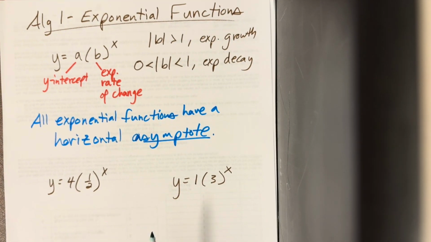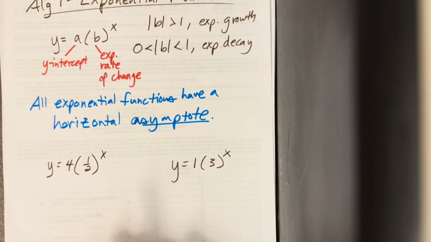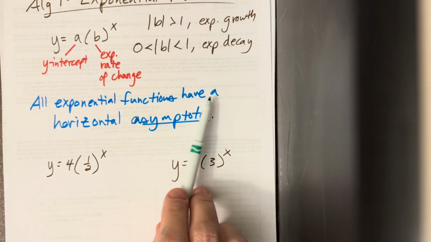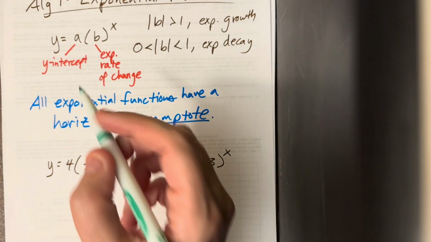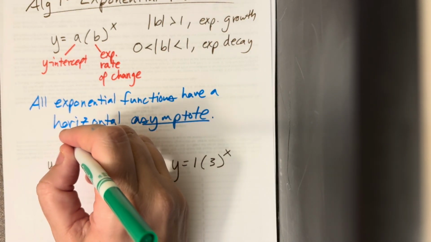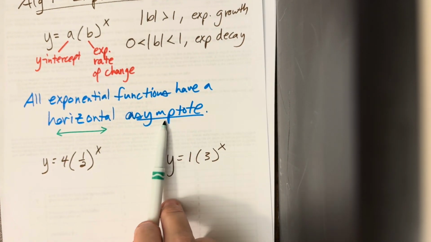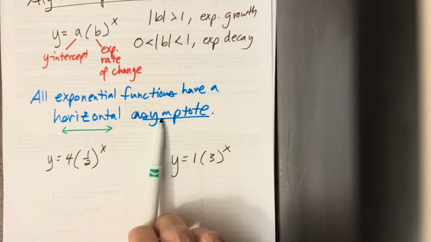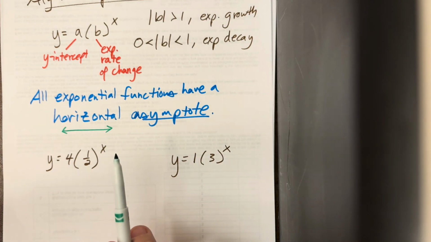Here's something that's kind of new that you haven't heard about yet in Algebra 1. All exponential functions have a horizontal asymptote. So remember, horizontal goes across like that. An asymptote is a line that a curve approaches but never intersects. And it has to do with limits, and we're not going to get into that in this course.